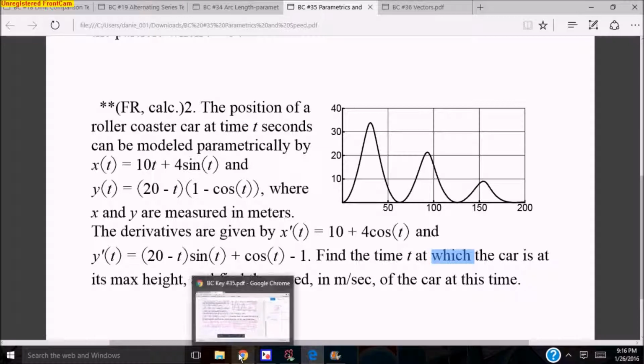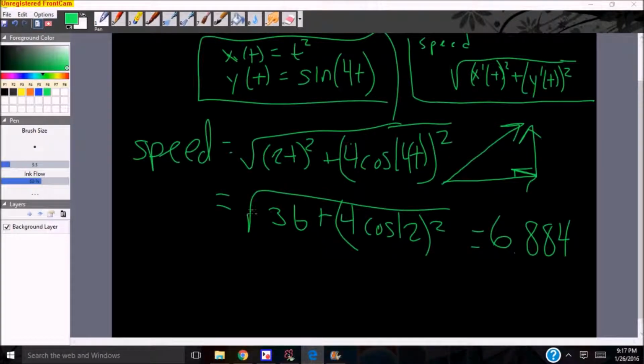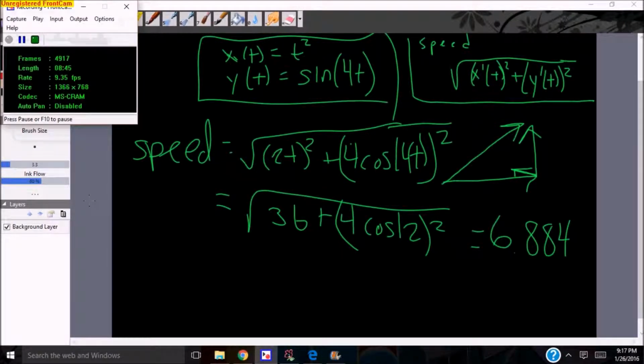So let me show you real quick what the answers are to this. The maximum is going to be at a time of 3.023 or 3.024 seconds, depending on if you round or truncate your answer. And then the speed, depending on which time you use, will either be 6.027 or 6.028 meters per second. Units do matter on these problems because they gave us units in the stem itself. Okay, so I hope this gives you a really good idea of what speed looks like for parametrics.